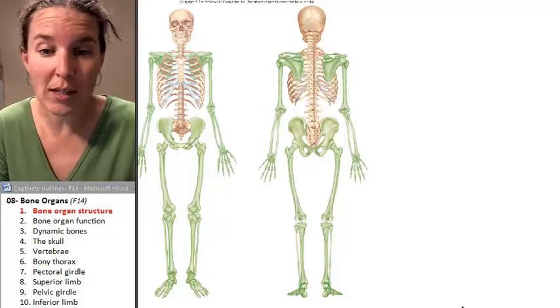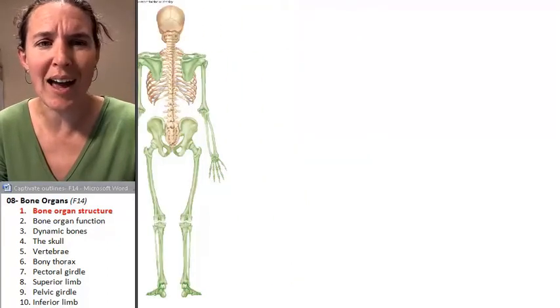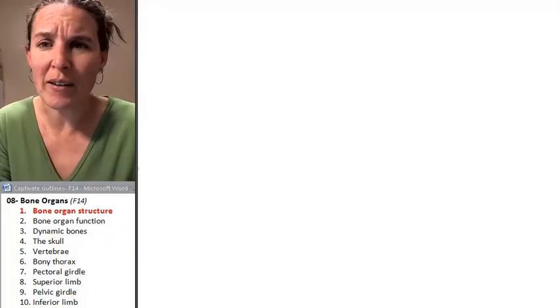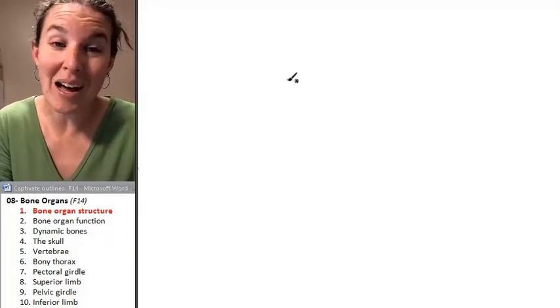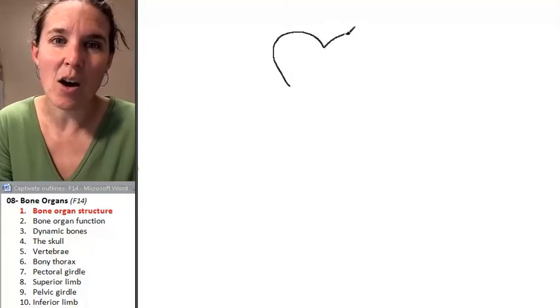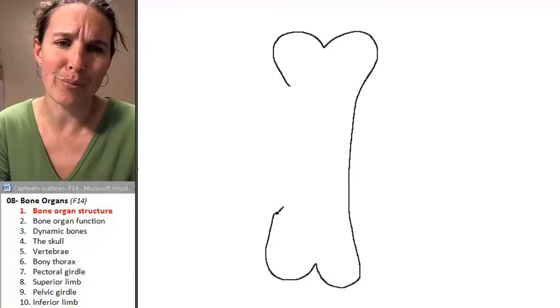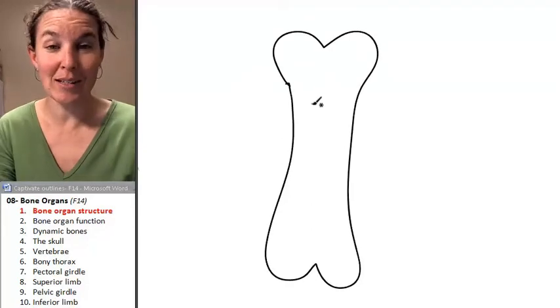So, of course, in typical Wendy style, I have to draw you a picture. I'm going to draw you a picture of a bone organ. And here it is, right about here. Oh, you're going to be so impressed with my bone organ. Right? Isn't it beautiful?